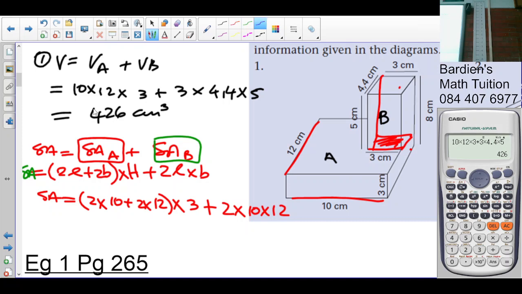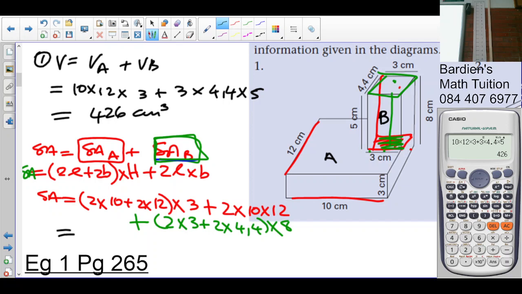Plus, let's say we use green for shape B. It will be plus 2 length, which is 2 times 3 plus 2 times 4.4 times the depth of the object, which is 8. And normally we say plus twice area of base, not so. So the one is not exposed, and that one there is actually the shape that is cut out of shape A.